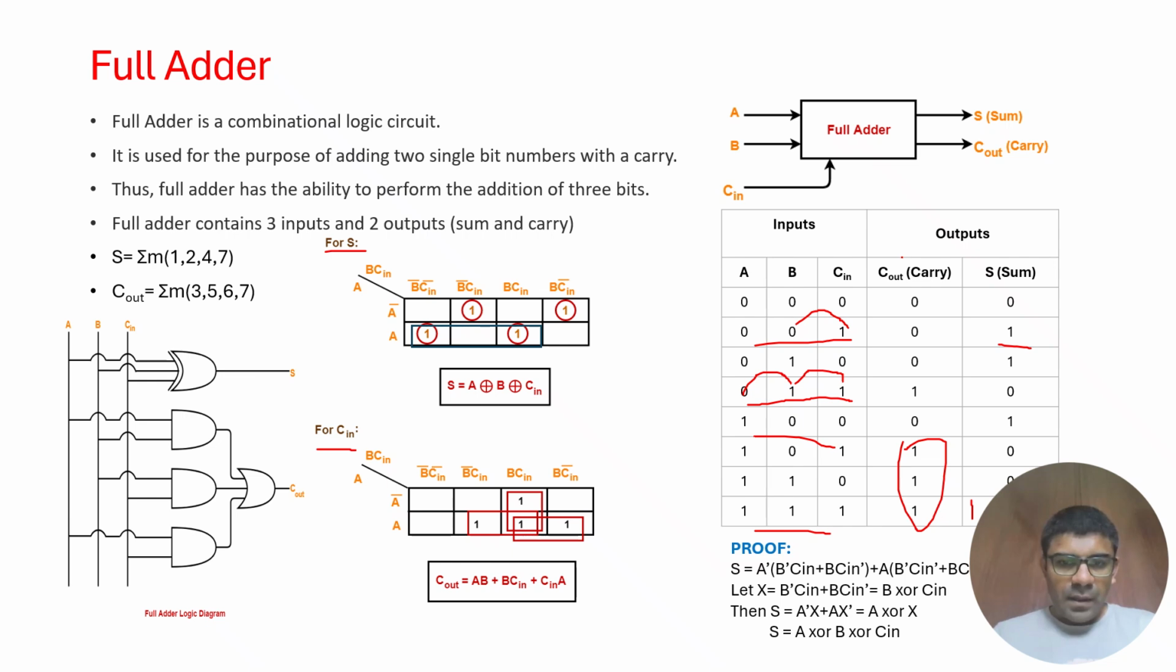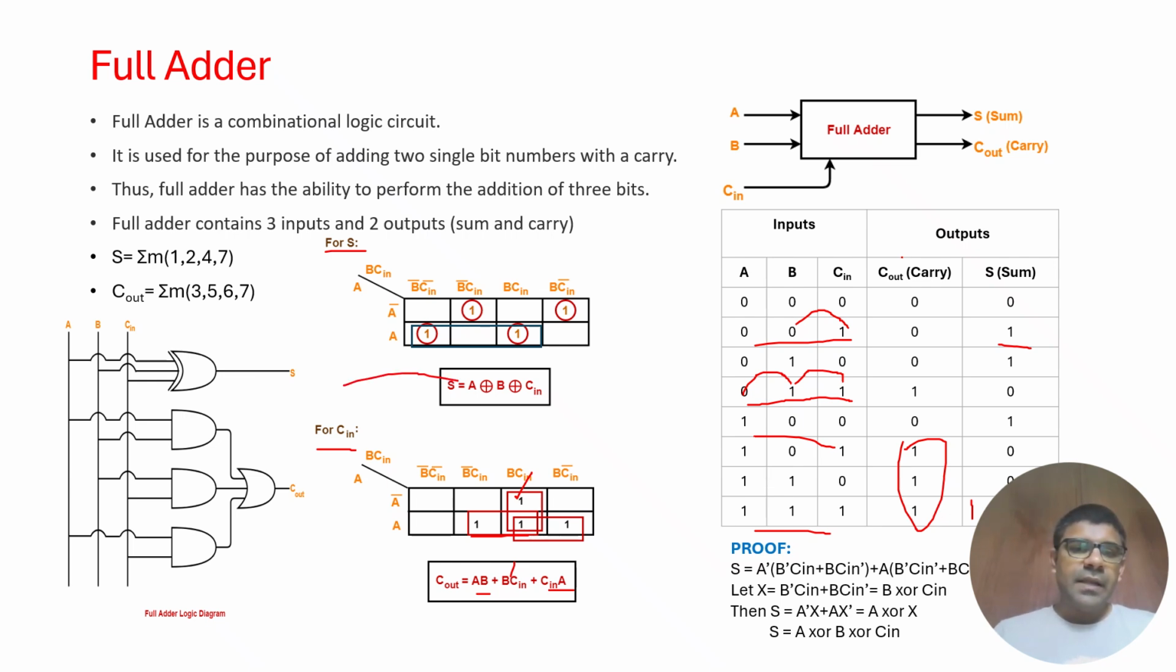For this one, B C in will come, yes, B into C in. Then for this grouping, I mean 5 and 7, it's called A C in. Then for 6 and 7, the answer will be A into B. So you are getting 3 product terms in C out. So C out should be equal to AB plus BC in plus C in into A. So this is the output you are getting.